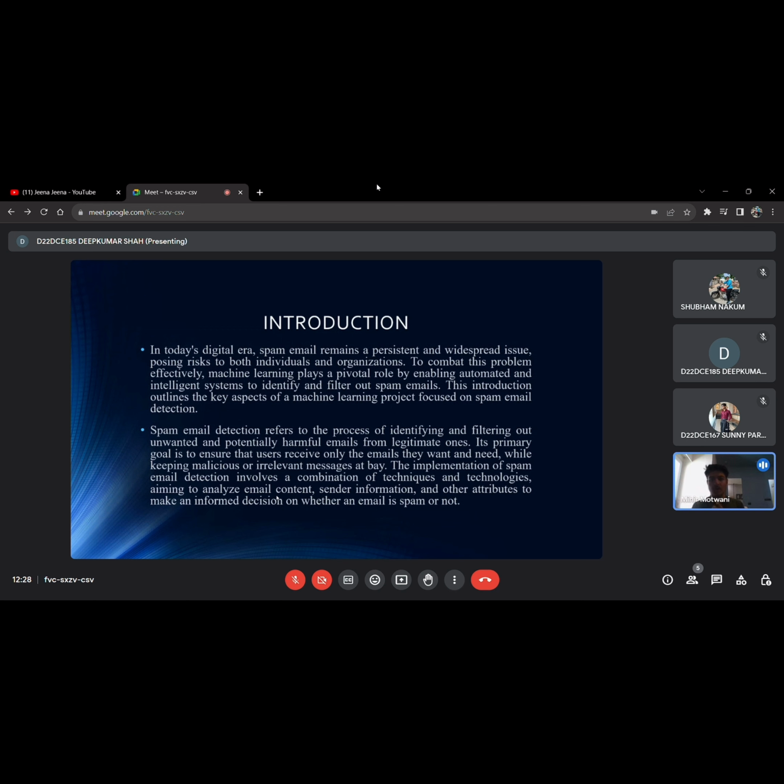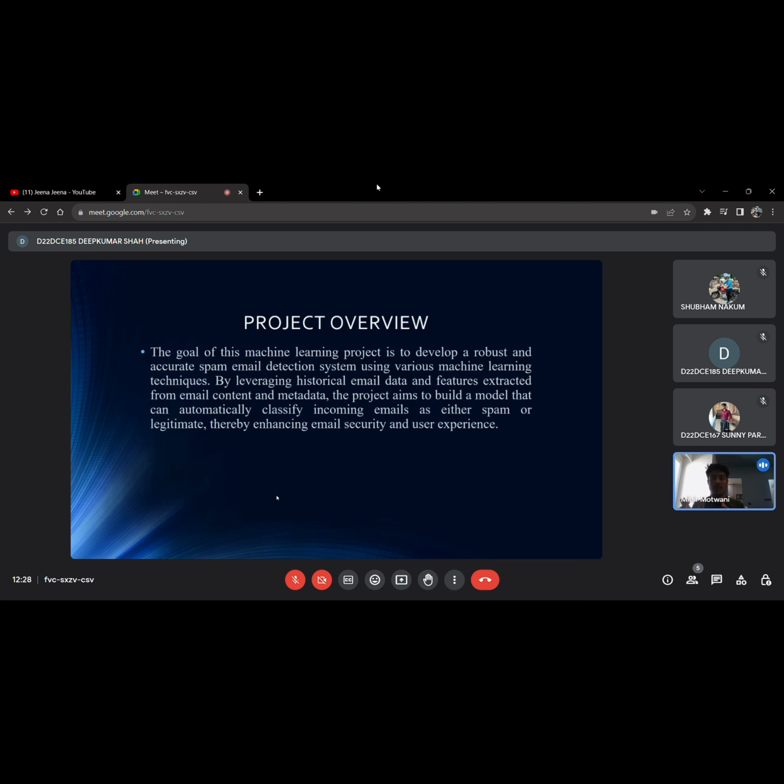Whenever a new email comes to our email ID, it checks for those specific characteristics. If the characteristics match with the spam characteristics, then it detects it as a spam email, and automatically sends it to the spam section.